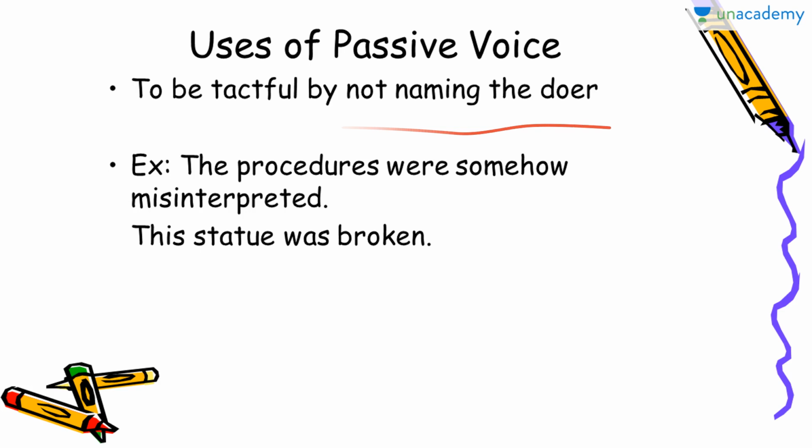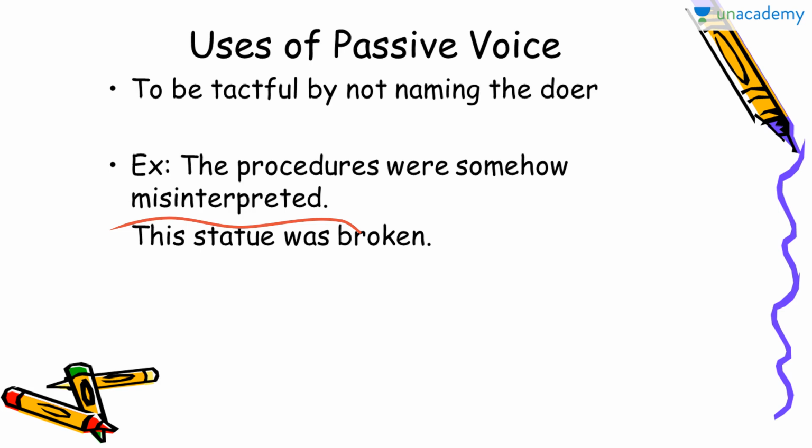For example, the procedures were somehow misinterpreted. Here I am telling something bad or negative which has happened. The procedures were misinterpreted, they were misunderstood. I don't want to blame this on someone. I don't want to tell by whom they were misinterpreted. But that has happened, which I need to accept or tell to someone without naming the doer. In such a case, passive voice is an excellent choice.